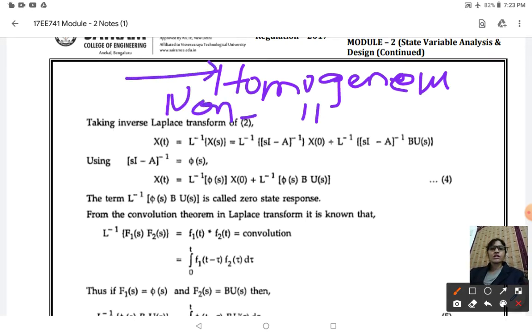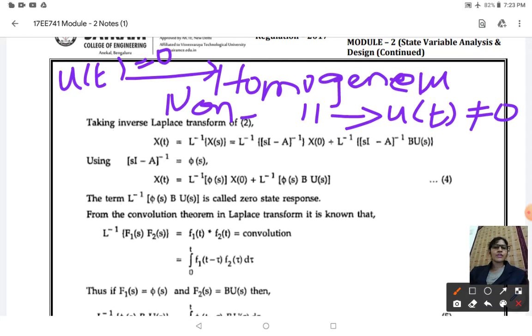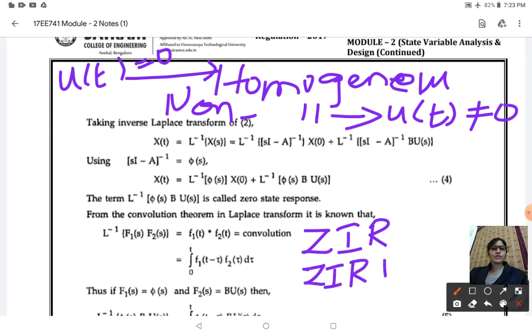In homogeneous, the input u of t will be equal to 0, whereas in the case of non-homogeneous, u of t is not equal to 0. It means that the input will be present in the non-homogeneous equation, whereas the input is absent in the homogeneous equation. In the homogeneous equation, we can obtain only the zero input response, that is ZIR, and in the non-homogeneous equation we can obtain both the zero input response as well as the zero state response.